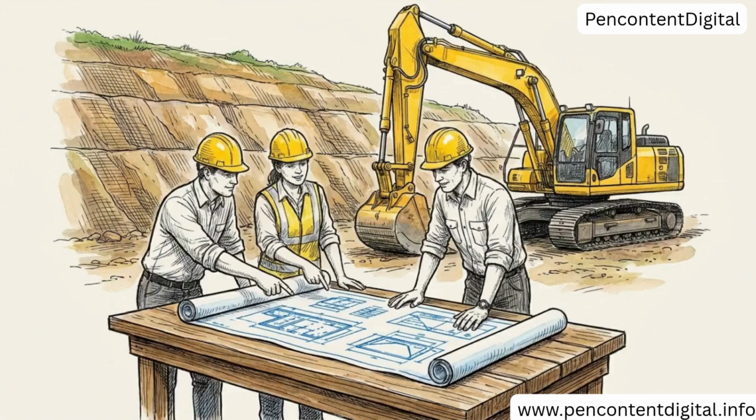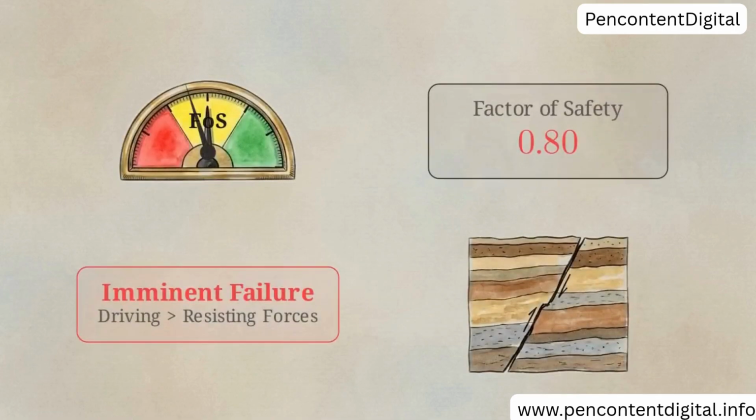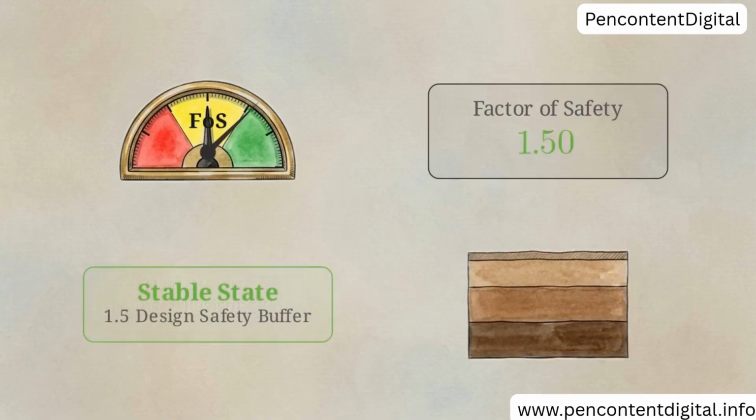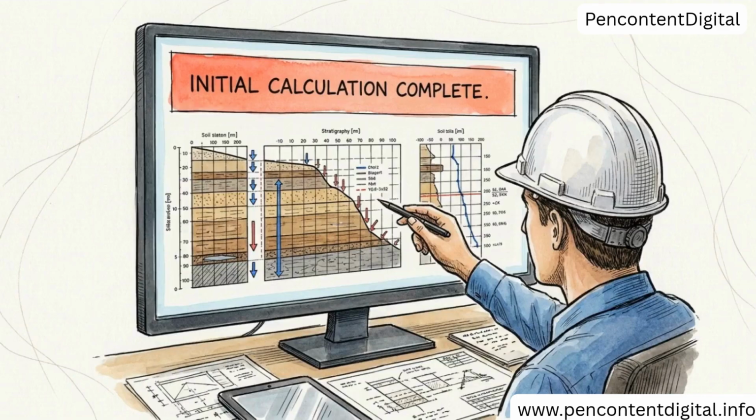Through this digital analysis, millions of complex physical interactions are condensed into one actionable number for the engineering team. A factor of safety below 1.0 means the driving forces exceed the resisting forces, and failure is imminent. However, structural standards usually demand a built-in safety buffer, requiring a score of 1.5 or higher. Generating this initial score is where the automated calculation ends and human engineering judgment begins.